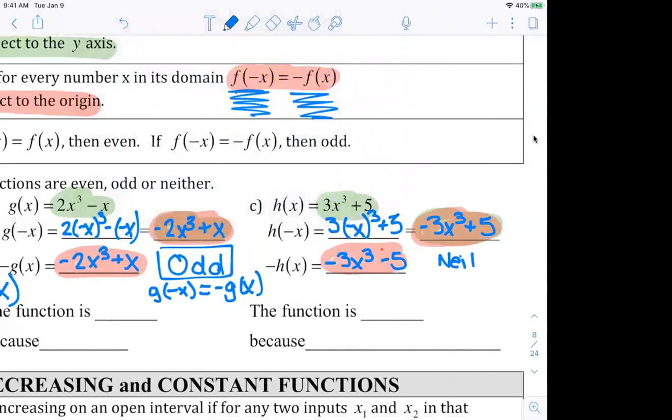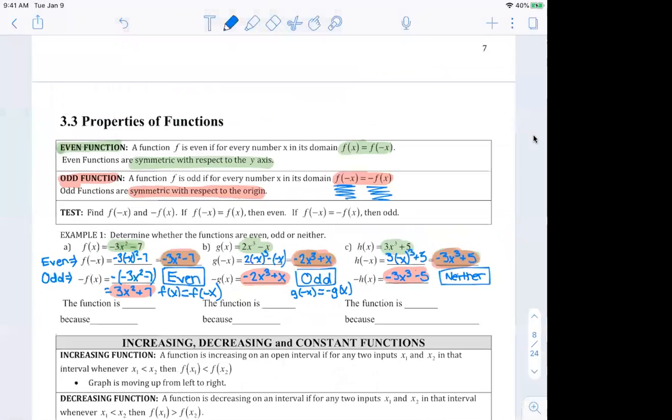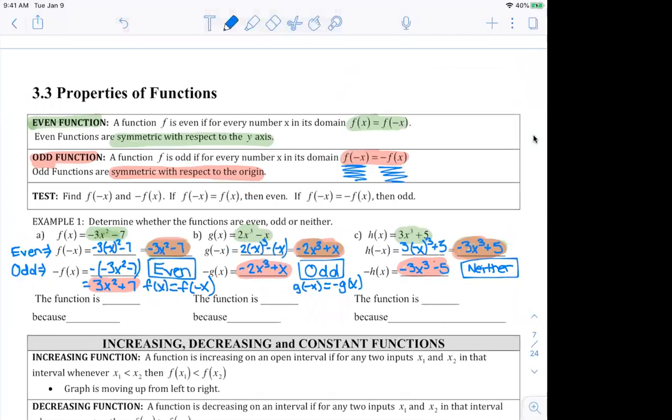Again, you have to show plugging in both of those things to draw your conclusion. You have to plug in negative x and you have to do negative f of x. Every time I should see that for you to draw your conclusion if it's even, odd, or neither. And again, this one's neither because none of those statements are true, which I guess I could have written right here, but I missed that.